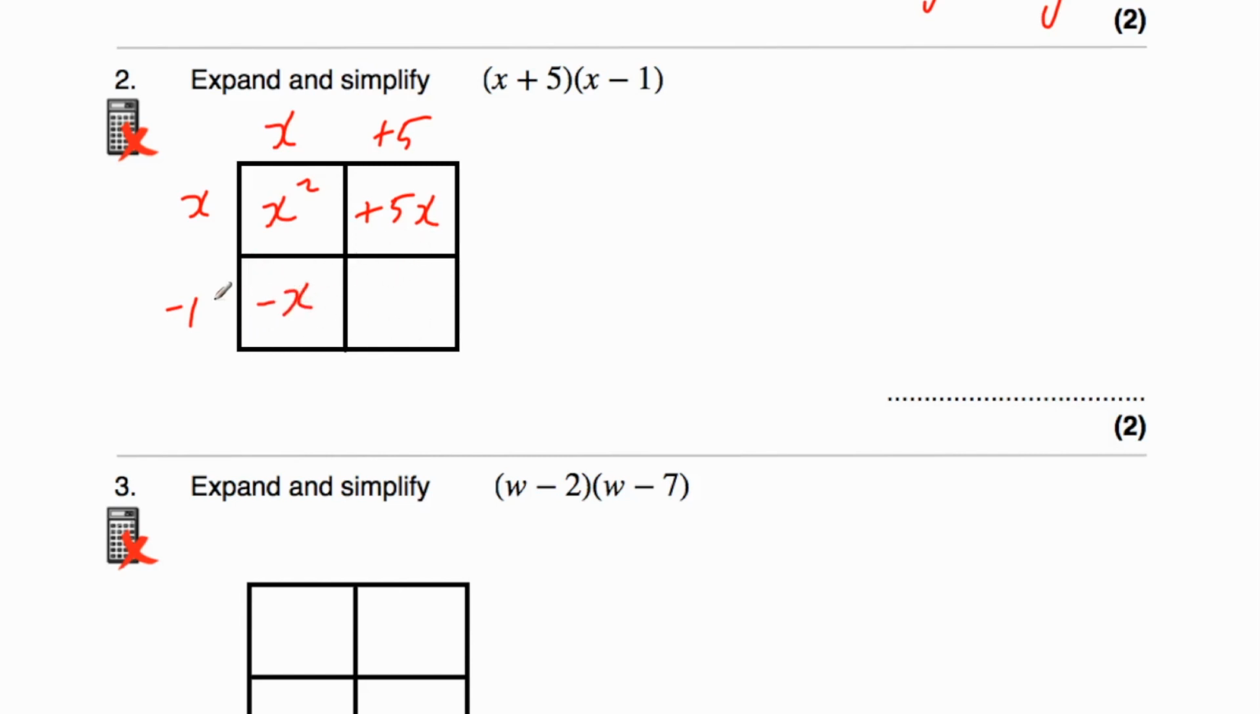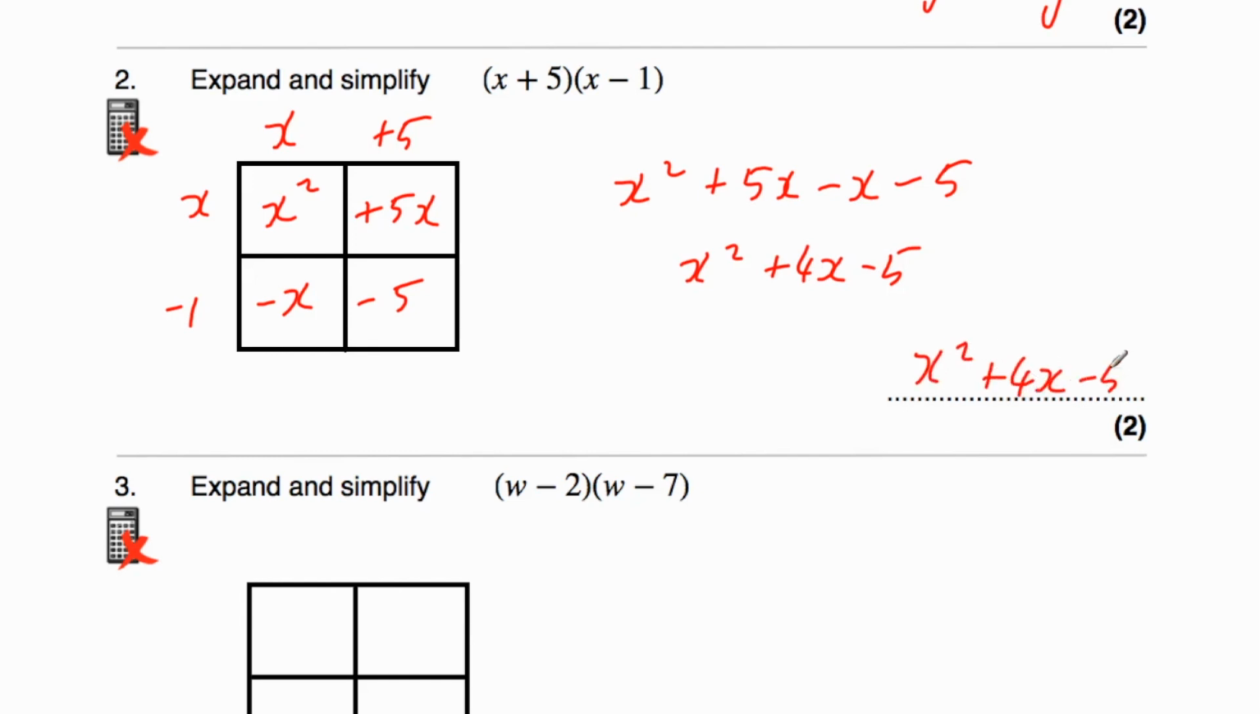And then finally in this box, we've got negative 1 times 5. Well, negative times a positive is a negative, and 1 times 5 is 5, so that would be negative 5 there. So we've got our four boxes, now we just need to write it out, so x squared plus 5x minus 5. And let's collect our like terms. So we've got 5x minus x, or minus 1x. Well, 5x take away 1x would be 4x. So that would be x squared plus 4x minus 5. So that's our answer.